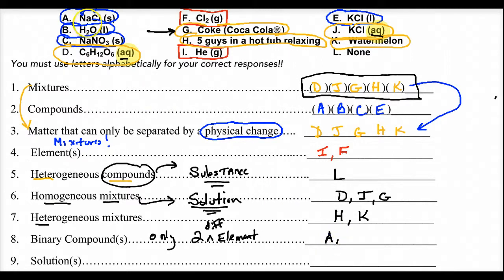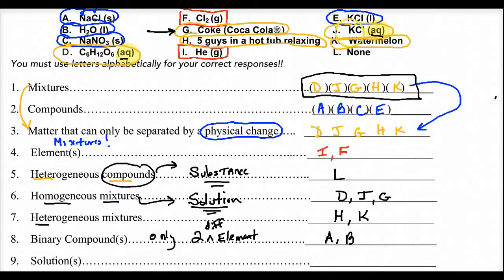Then we look at H2O. I don't care if there's 2 H's to 1 O, but there's 2 different capital letters. That's binary. Bicycle, that means 2. And now I go to C, and if you look at C, there's 3 capitals. There's Na, there's N, and there's O. These are 3 different elements. So this is not binary.